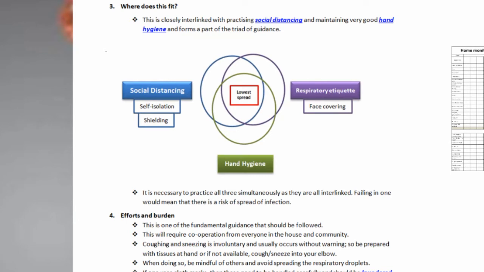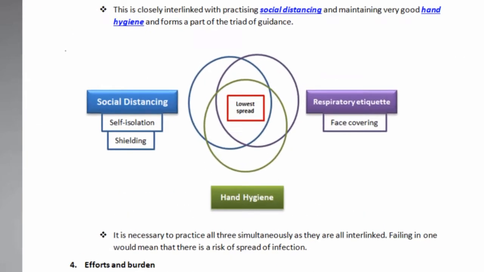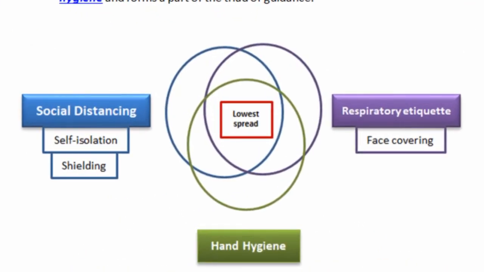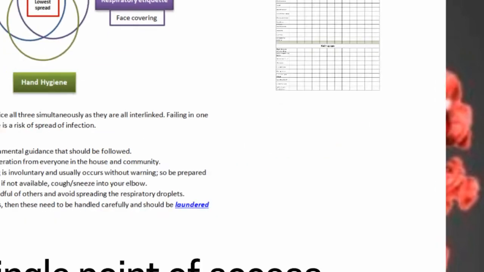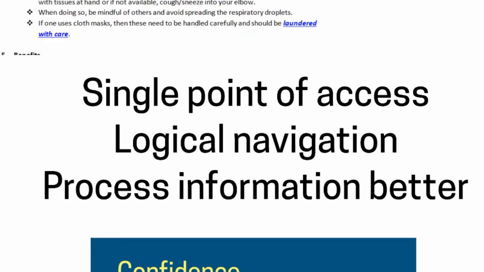Deeper layer simplifies the information given in the authoritative sources like gov.uk, etc., and enables the public to navigate that information. Additionally, we have also included some home monitoring guidelines which can help a lot of patients. It thus provides a single point of access to all relevant information and places them in a logical fashion for easy navigation, and therefore the patients can process this information better.